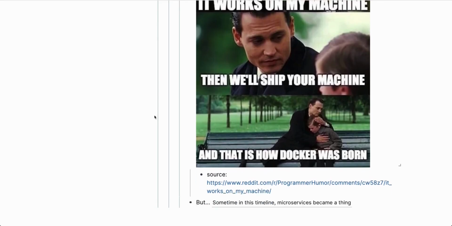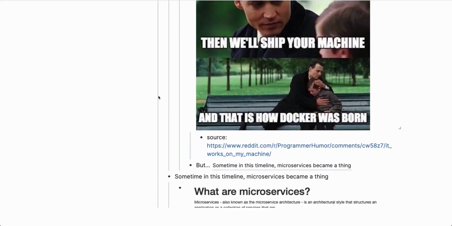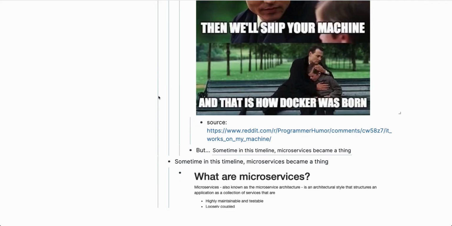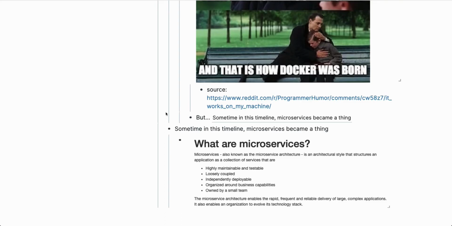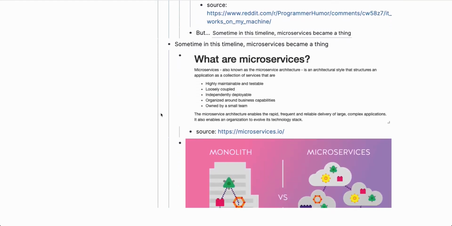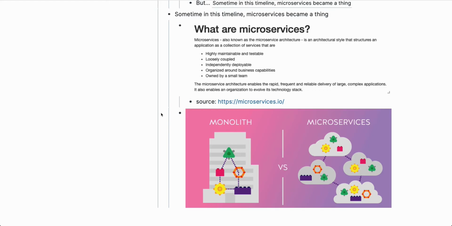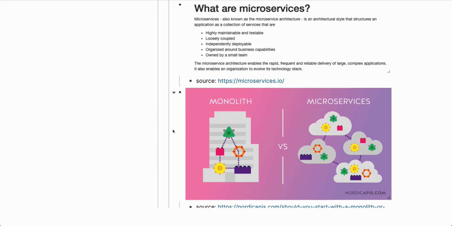And that was great. But unfortunately, around this time, things got a bit more complicated because microservices became a thing. Microservices are an architectural style that structures an application as a collection of services that are highly maintainable and testable, loosely coupled, independently deployable, organized around business capabilities, and owned by a small team. So what this meant was that instead of having the monolith, which includes all the components of the application, you would have several smaller services built around a specific part of functionality of the bigger service. And those microservices would communicate over the network.